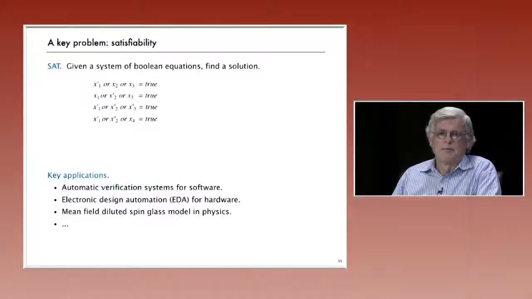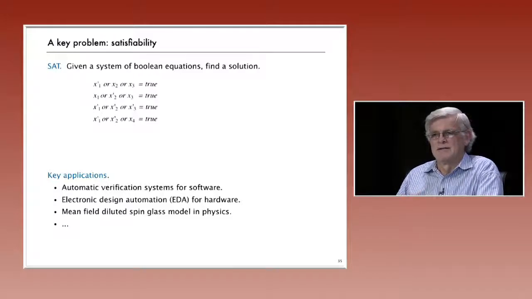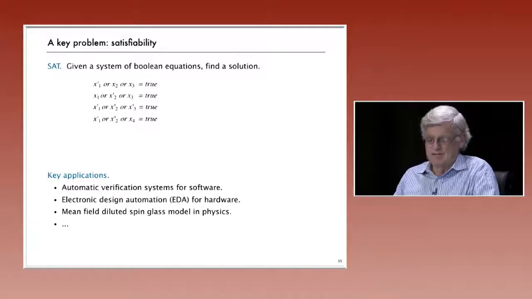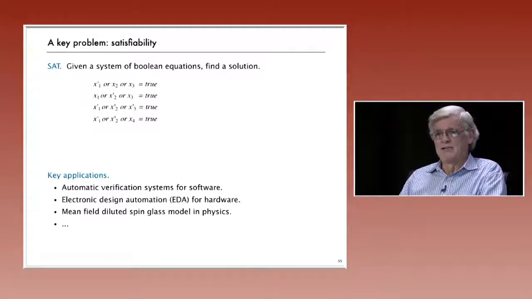So the problem that we're going to start with, that is the key to this theory, is the Boolean satisfiability problem. And we talked about at the beginning, it's not that different than systems of linear equations, just that everything has to be Boolean variables. And so given a system of Boolean equations, find a solution. And even on its own, it's a very significant problem.